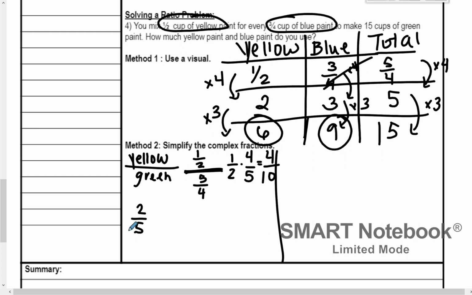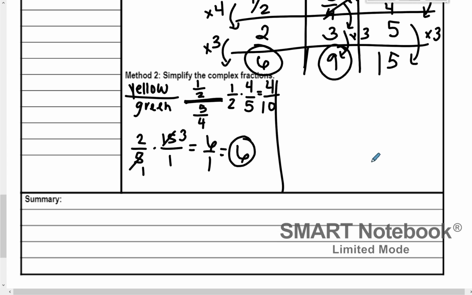Okay, so if we know the total amount of paint is 15, we just take 2/5 of 15 and we're going to get how many is yellow. Here we can cross cancel, both divided by 5. We get 6/1, which is equal to 6 cups of yellow. Notice we are getting the same answer, just 2 different ways to do it. We will then work on doing the same thing with the blue.